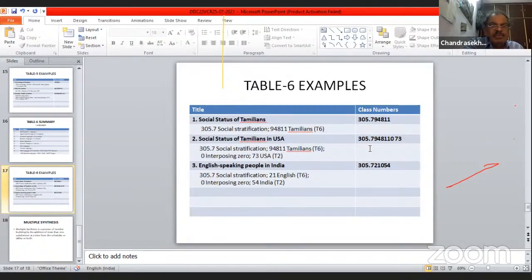Then English speaking people in India. Here also, the social stratification number, you take the language groups, then English people, 21, you add the interposing 0, then 54 is for India. So I think it is somewhat complicated to learn. It needs more time to do exercises and practice classifying. But I basically covered everything about the simple things, not the complicated ones.